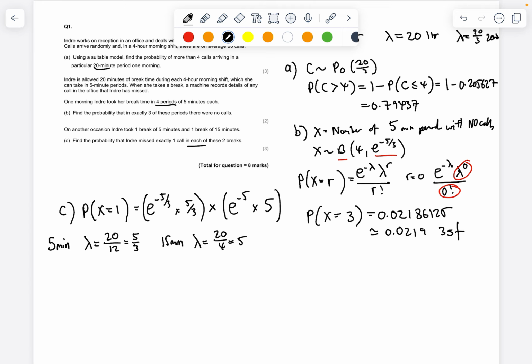And this is the probability that she missed exactly one of each. So we're going to have to multiply those two together. And when we multiply those together, we get 0.01060502, or to 3 sig figs, 0.0106. And that's it.